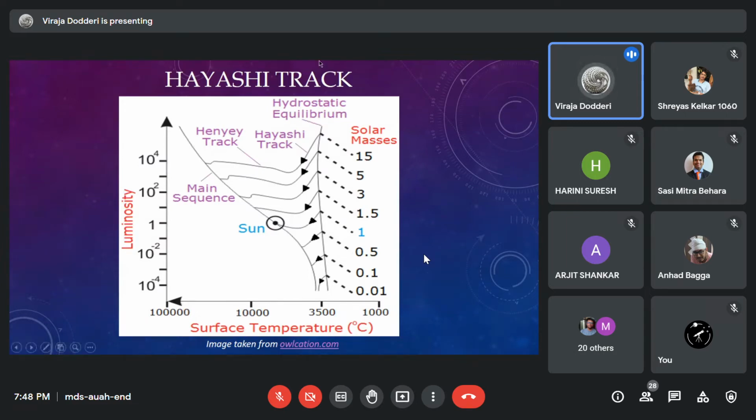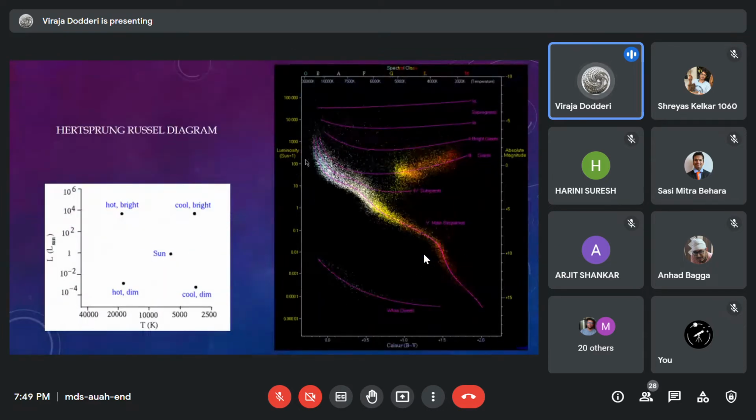And also, towards the right of the Hayashi track, it's like the forbidden zone. You cannot have a model of a star with such a low surface temperature value. If you try to construct such a model, then the core of the star will be void. So basically, the contraction of the star stops when burning of the core begins.